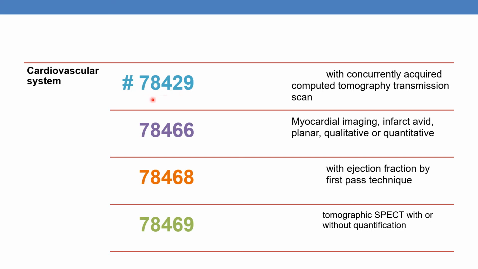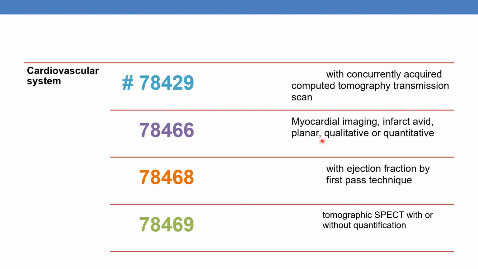The next CPT is 78429. This is an out of numerical sequence CPT, hence it is indicated by a number sign. 78429 deals with myocardial imaging, positron emission tomography, that is, myocardial imaging using PET scan with concurrently acquired computed tomography transmission scan. So for reporting myocardial imaging using both PET and CT scan, you need to report 78429.